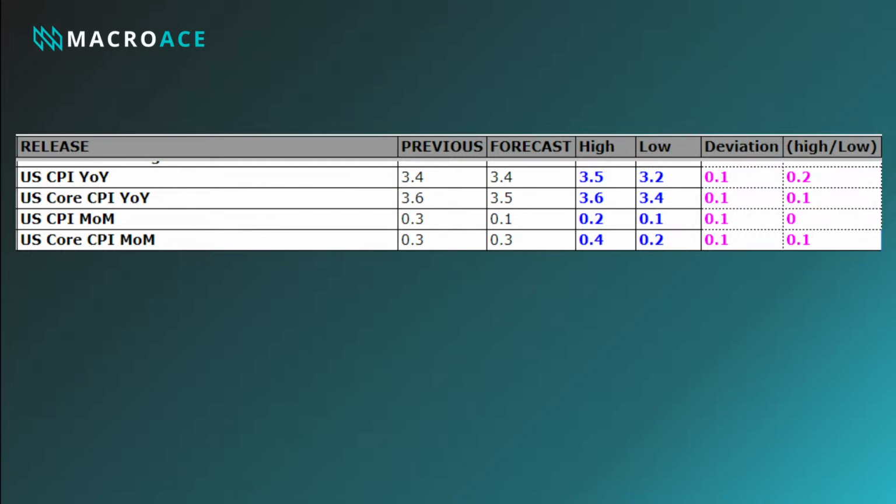So if the data does come in, let's say the previous was 3.6 for the core and then we got 3.7, of course that is much stronger than the forecast and stronger than the prior figure too.